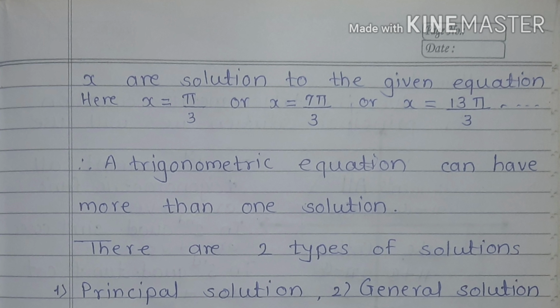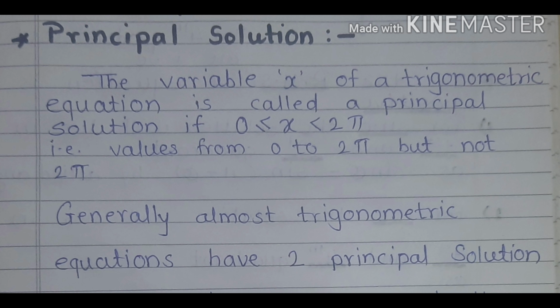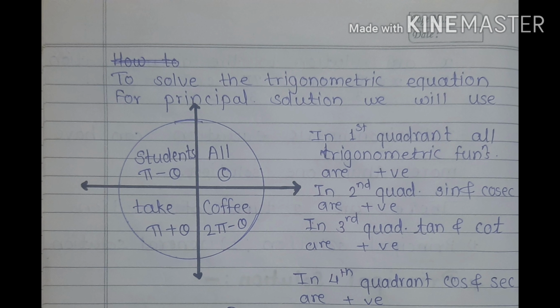There are two types of solution for a trigonometric equation. First one, principal solution, and second, general solution. Principal solution: the variable x of a trigonometric equation is called a principal solution if x lies between 0 to 2 pi, the values from 0 to 2 pi but not 2 pi. Generally, almost all trigonometric equations have two principal solutions. To solve the trigonometric equation for principal solution, we will use the given circle.